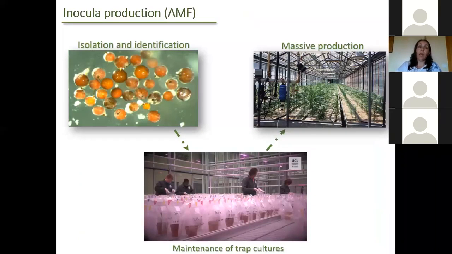So once we have the isolation and identification done, we can proceed with their maintenance in trap cultures. As I told you before, we cannot have this AMF in a petri dish, so we have to maintain these spores with the host in trap cultures, and after that we can proceed with the maize seed production and the application of these mycelia to the soil.